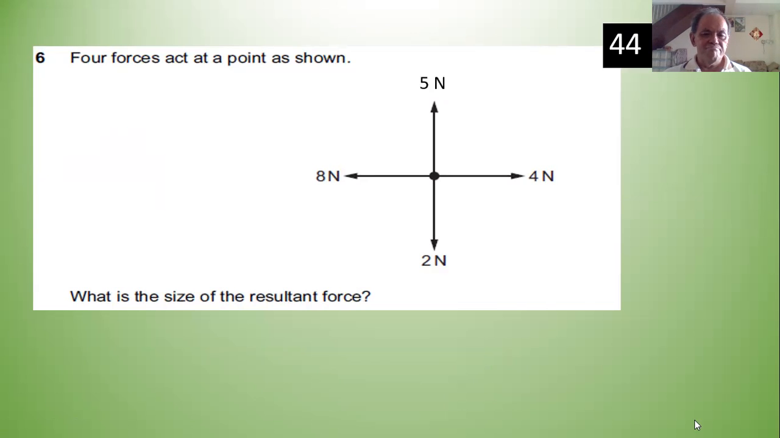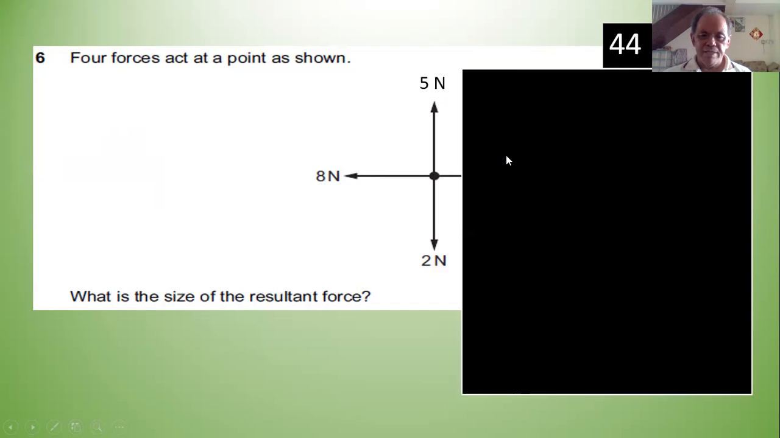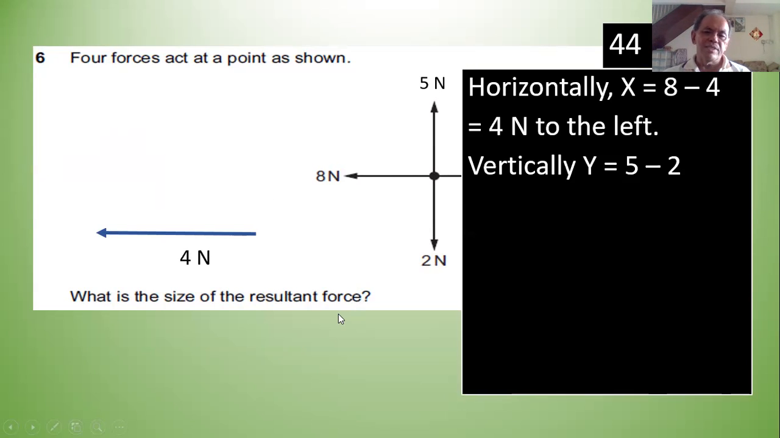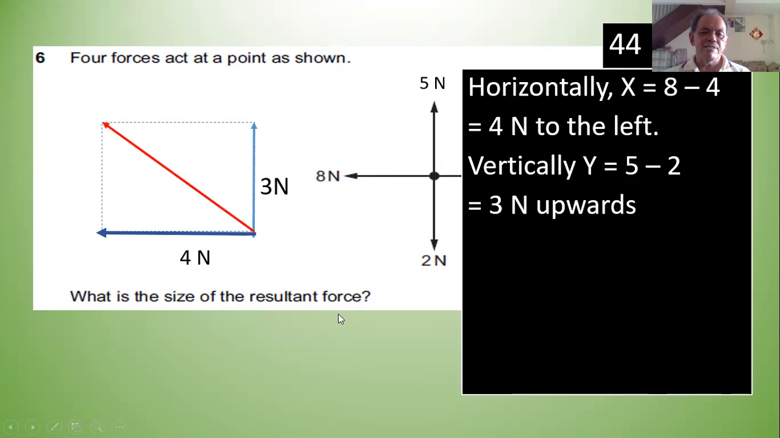Or it can be that way. Same thing. You find your horizontal 8. 8 is longer, minus 4. You still got 4 to the left. And 5 is greater than 2, so you still got 3 vertically outwards there. 3. And complete your parallelogram. That's your resultant.